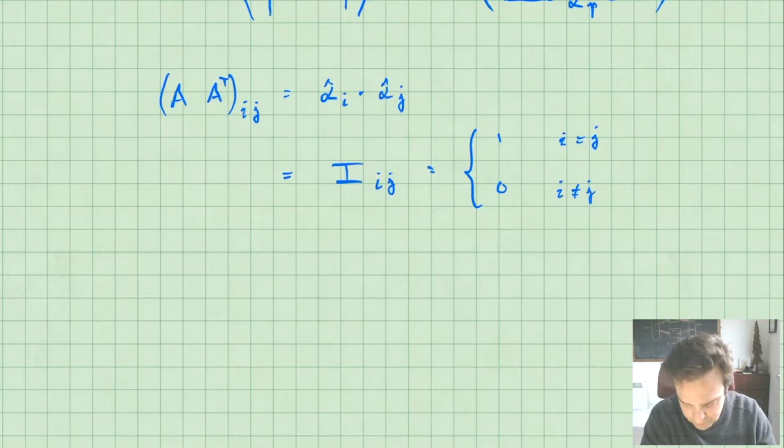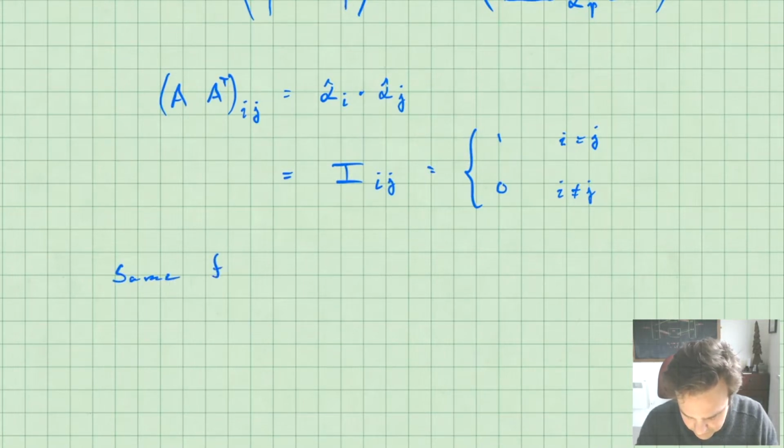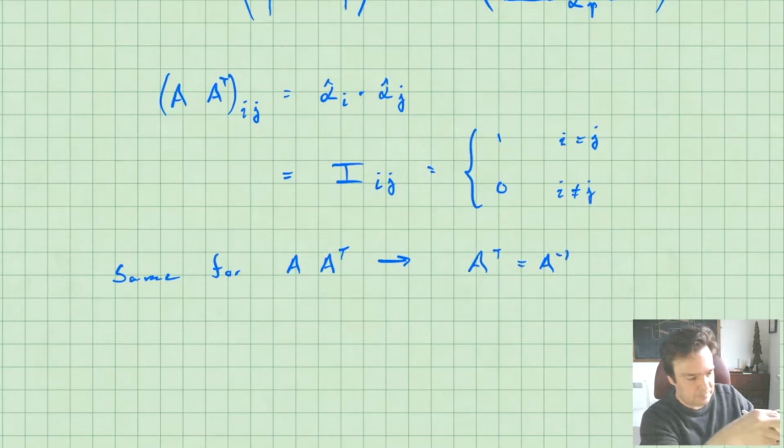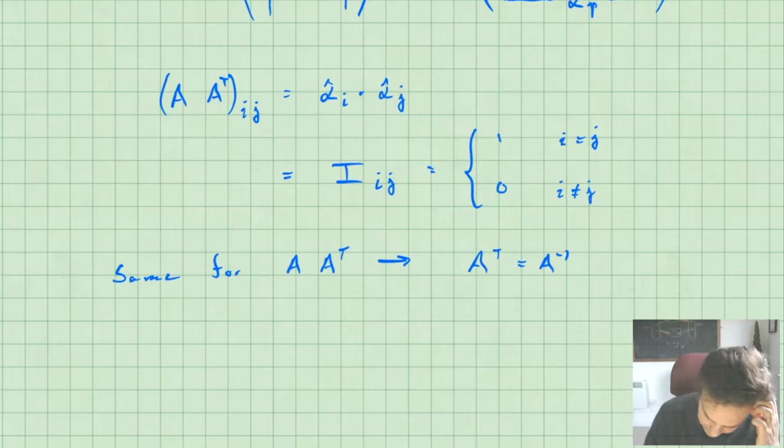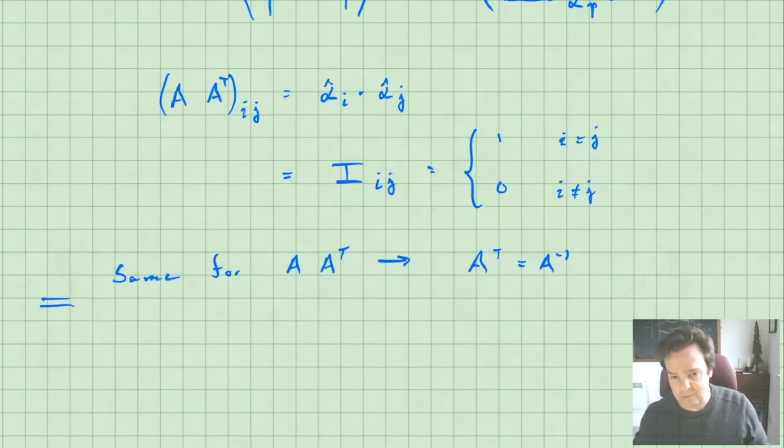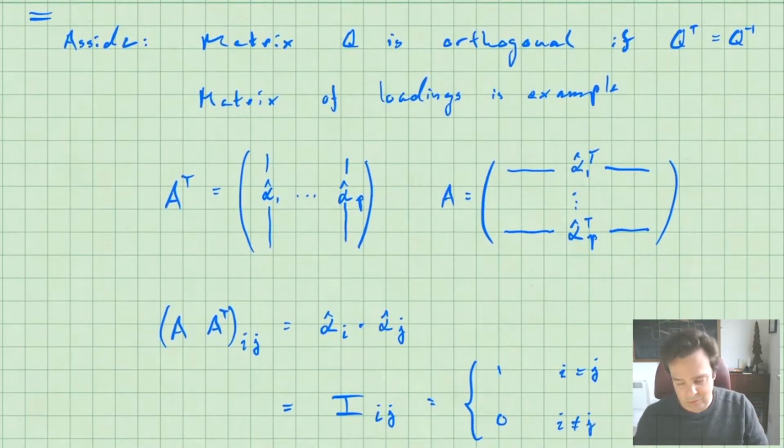And it's also true, similarly, for A times A transpose. And so that tells you that A transpose is the inverse of A. So that was just a little aside. So where does that name come from, and where have we seen a matrix like this? Right, so that's what that little aside was about: orthonormal or orthogonal matrices.